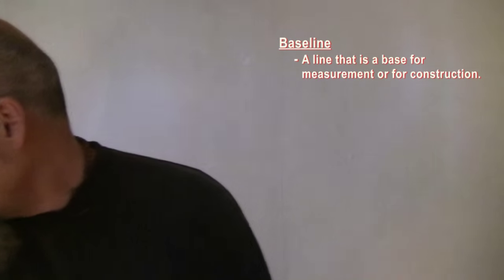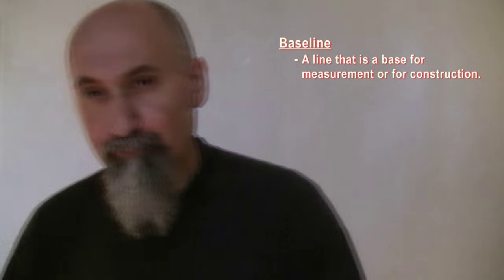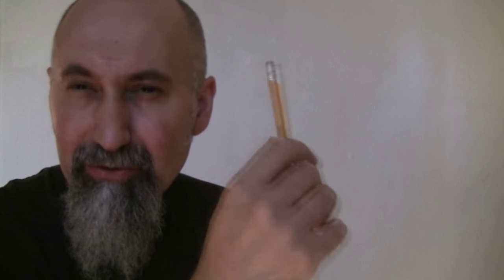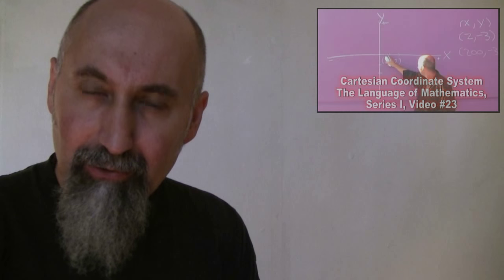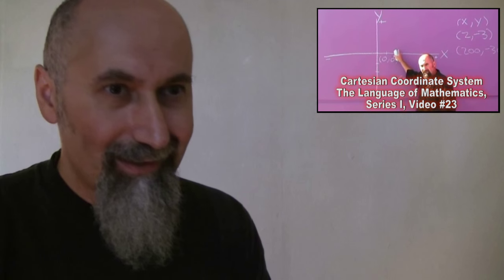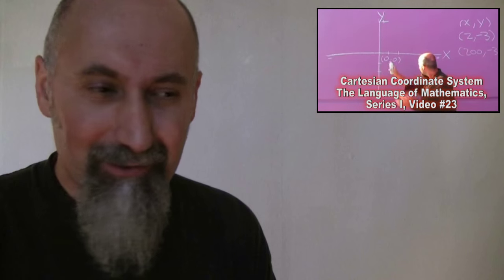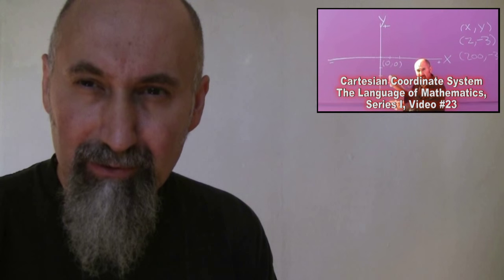Okay, now what we need first of all is a baseline. So we're going to set up our 10 by 10 grid here, and what I need to do is create a horizontal line that's going to be my baseline, and I'm going to have a 0, 0 point, right? And this really connects up to the Cartesian coordinate system that we talked about in series one of the language of mathematics, right? Super important to understand how the Cartesian coordinate system works.